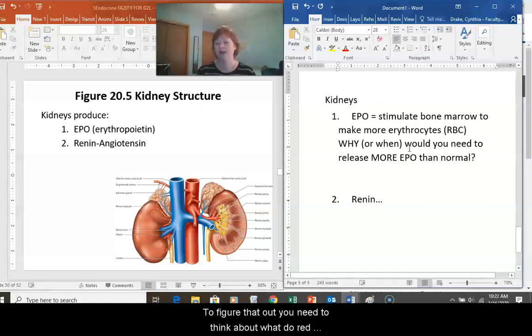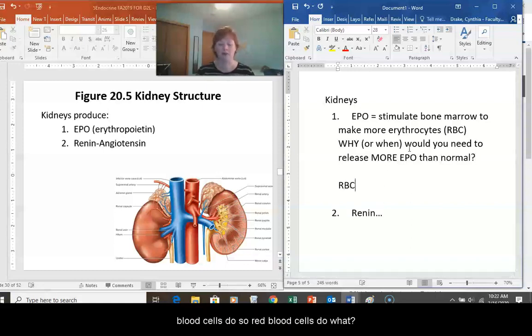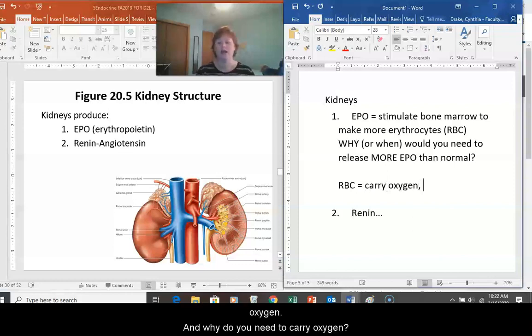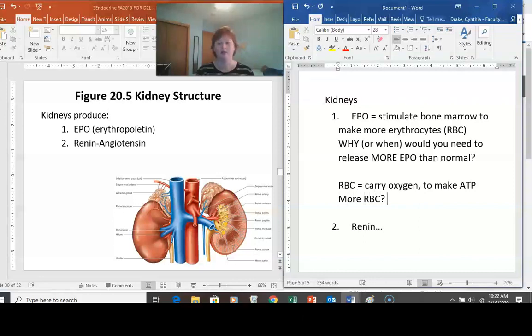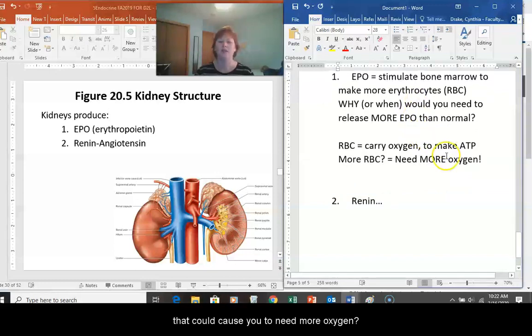To figure that out, you need to think about what red blood cells do. So red blood cells do what? They carry oxygen. And why do you need to carry oxygen? So that you can make ATP, right? Now, if their job is to carry oxygen, why might you need more red blood cells? Because you need more oxygen, right? So what are some circumstances that could cause you to need more oxygen?